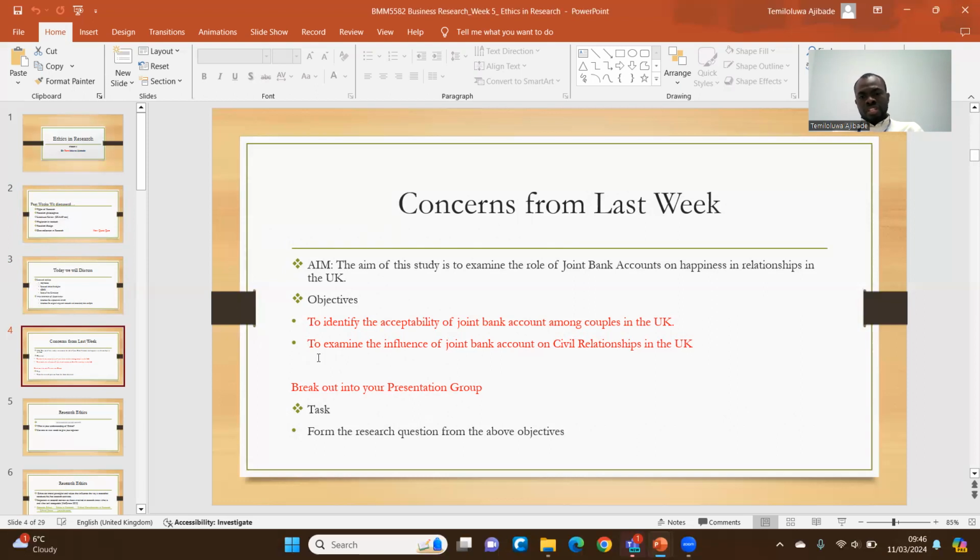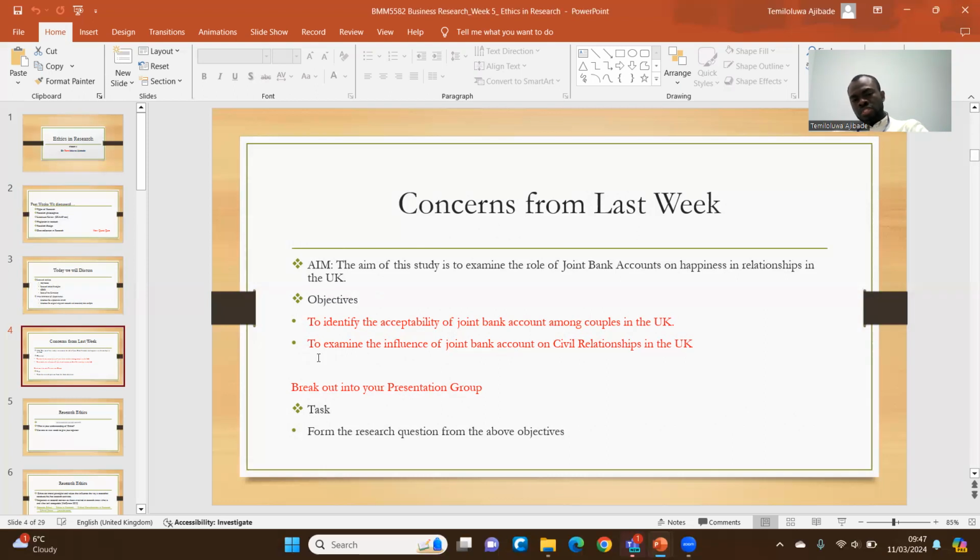Now, if for instance I take this first objective and I want to form a research question from it. The objective says to identify the acceptability of joint bank accounts among couples in the UK. So basically, before I give the answer, I said there are some words you can use. You can use what, you can use how, you can use why. Basically, your research question should not be a question that will give you a yes or no answer.